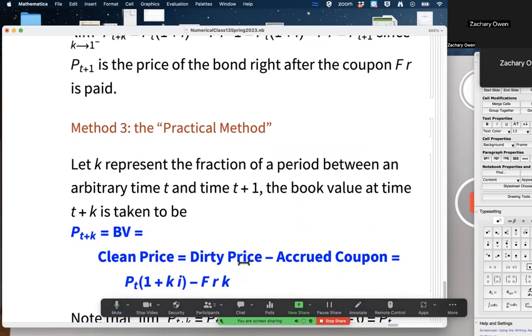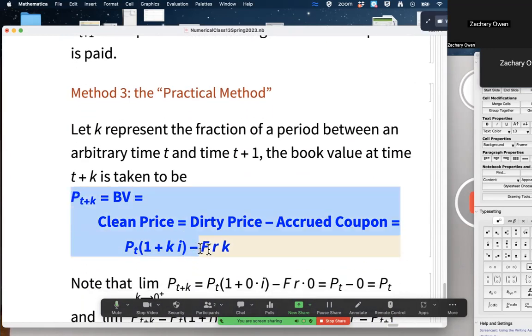The final method is called the practical method. Its formula is this. It's not used, even though its formula, you might say, is simpler than the semi-theoretical method. The difference is the dirty price formula is simpler. It's not exponential growth, it's linear growth. So why is this one not used if it's the simplest one? I think probably because it's a little less accurate, because in the dirty price, you're not thinking about compound interest.